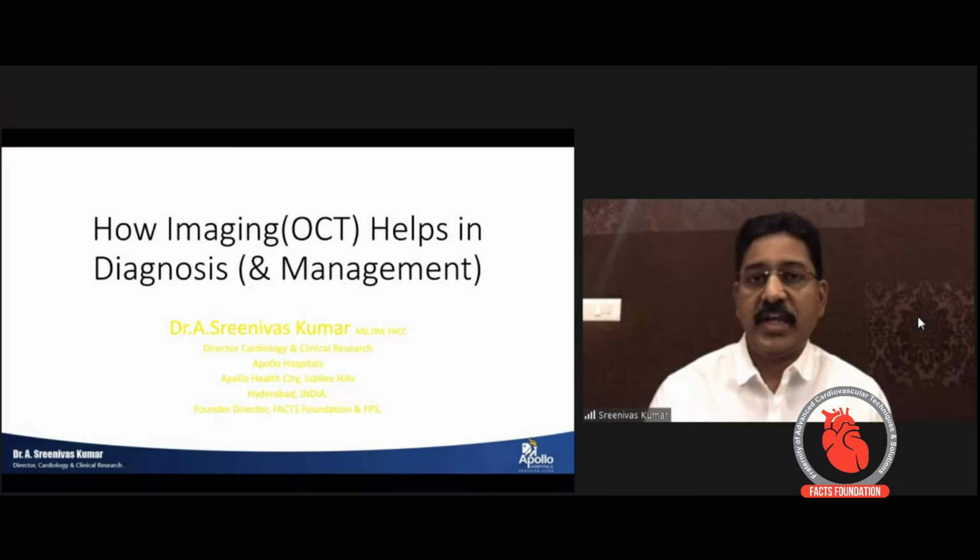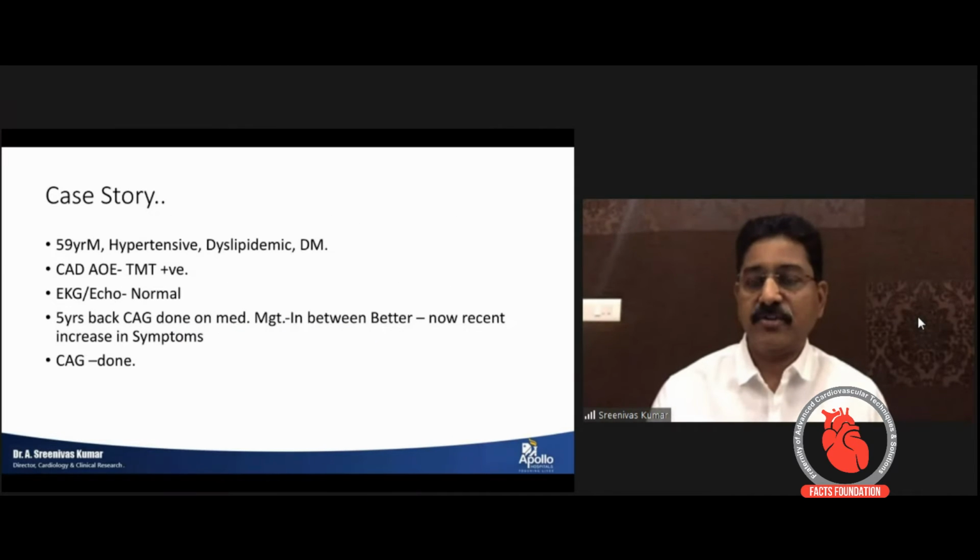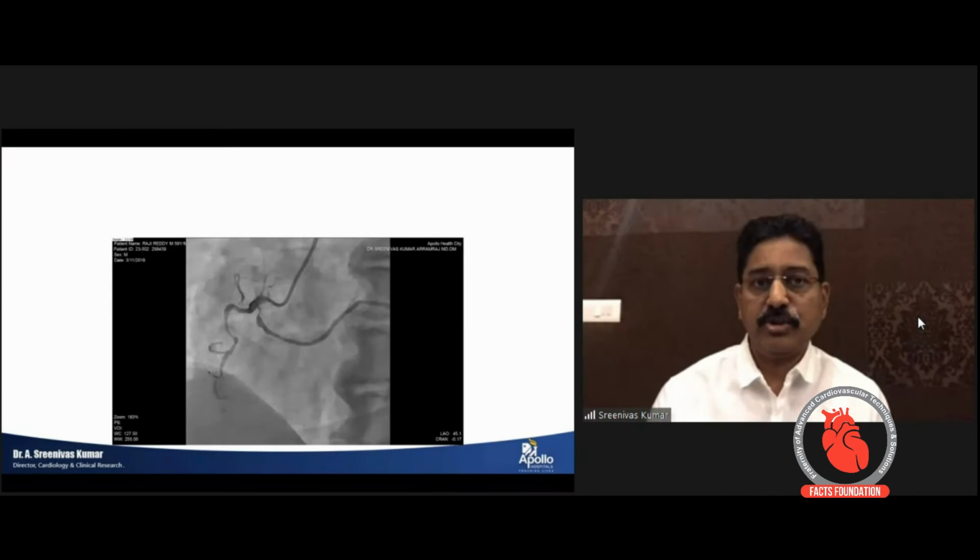I would take about 5 minutes in showing this diagnostic utility of the OCT. I've run through it for the sake of time. A 59-year-old male, with all the standard risk factors, angina positive. Five years back he had angina and was put on medical management. Now he came with increasing symptoms, and the TMT was also strongly positive.